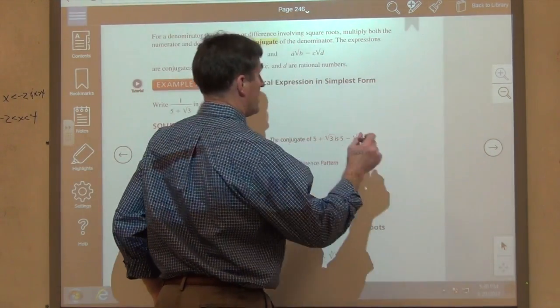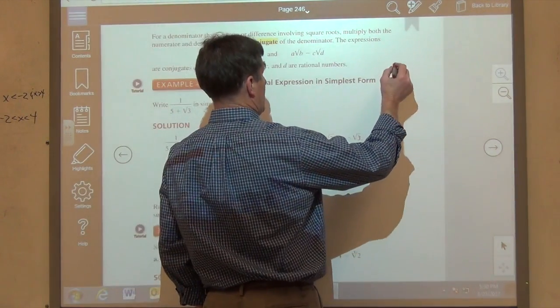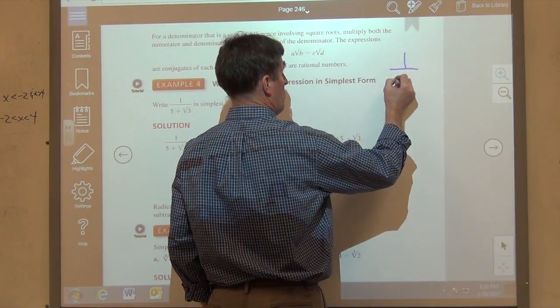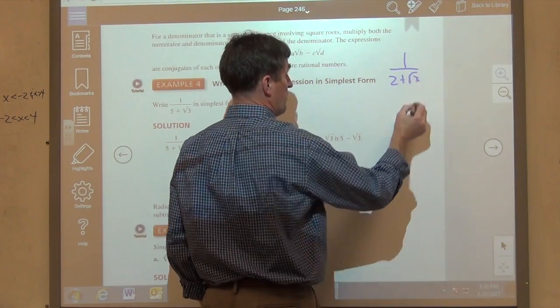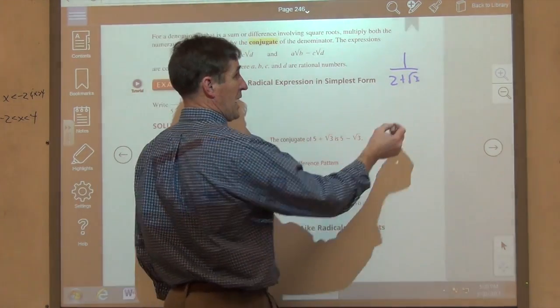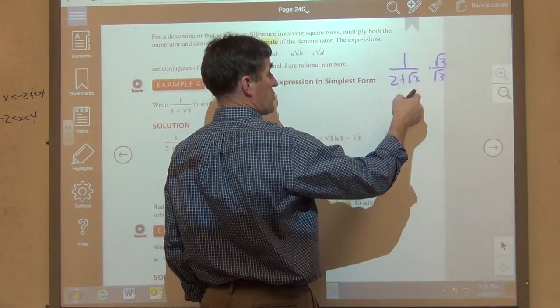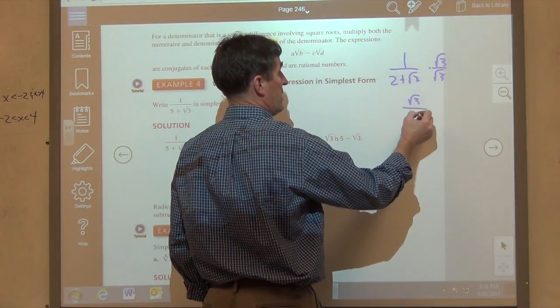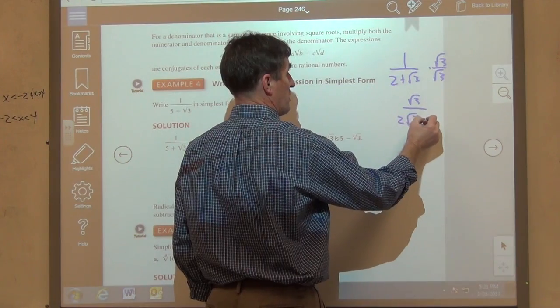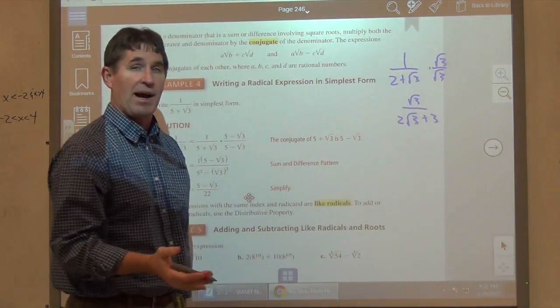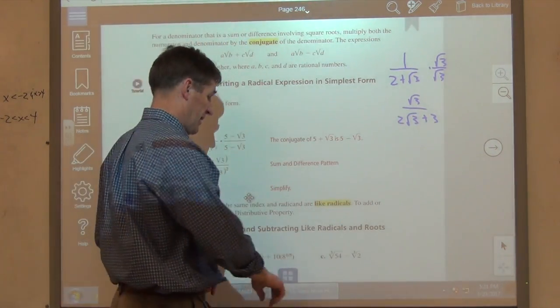So, let's just take, as an example, 1 over 2 plus the square root of 3. If I just multiplied by the square root of 3 over the square root of 3, I'd have to distribute that, and I'd get square root of 3 over 2 square root of 3 plus 3. And I didn't get rid of that radical. I still have that radical in the denominator.